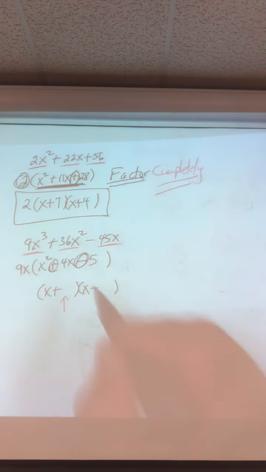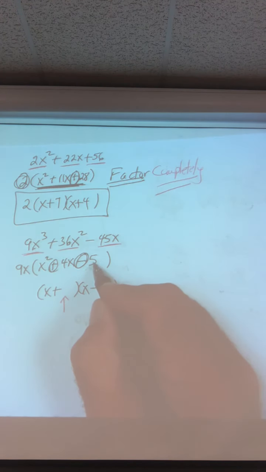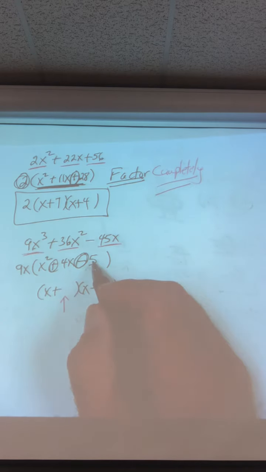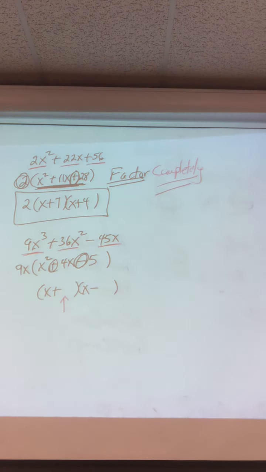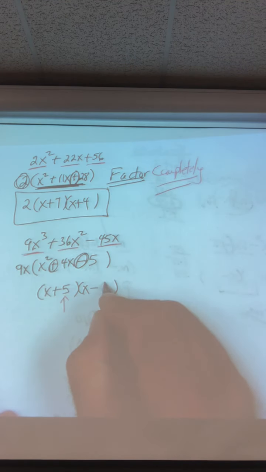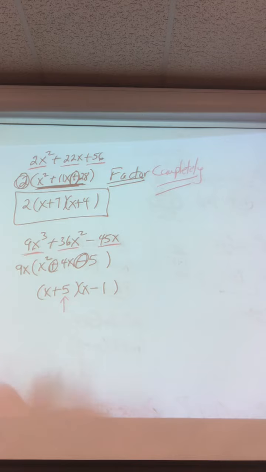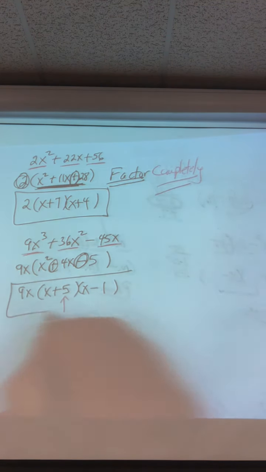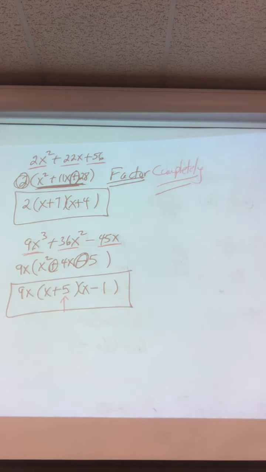I need two numbers. When you multiply, you get 5. And when you subtract, you get a 4. Multiply to 5, subtract to 4. Well, that's easy. 1 times 5. But the largest number needs to be positive. So I'll put the 5 here and the 1 there. But don't forget, if you leave that 9x out of your answer, it's wrong. So that is your answer to that problem.